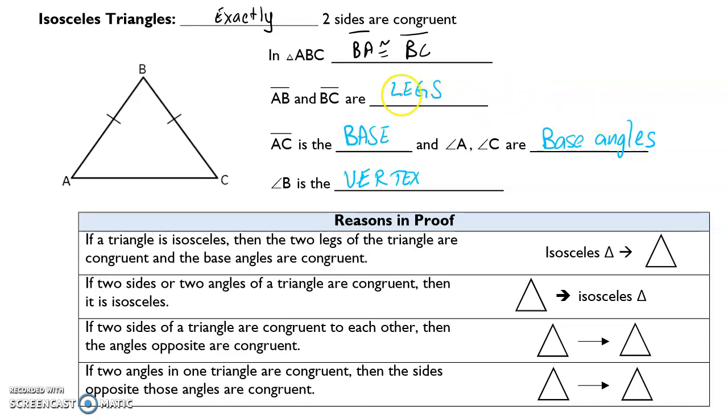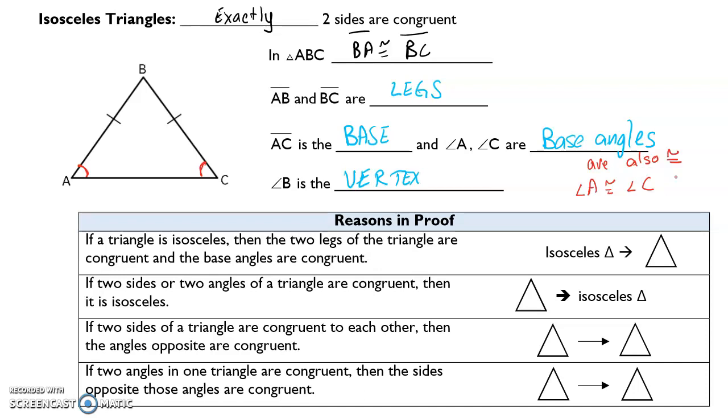One thing I didn't have typed in here, but is also true, is that our base angles are also congruent. So in this case, angle A and angle C, opposite my congruent sides, are congruent. Angle A is congruent to angle C. So how do we use all of this in a proof? Well, it depends on what we're given.